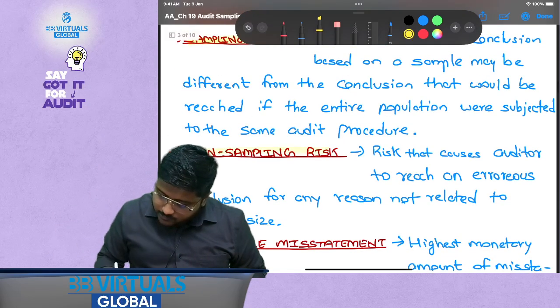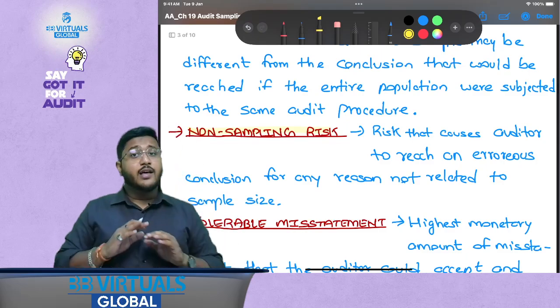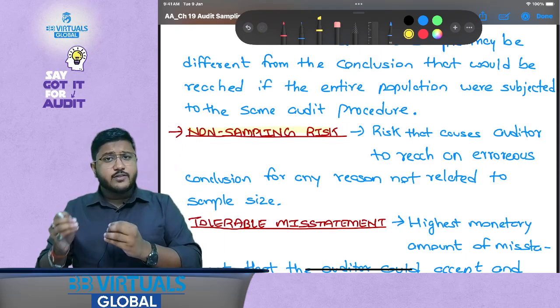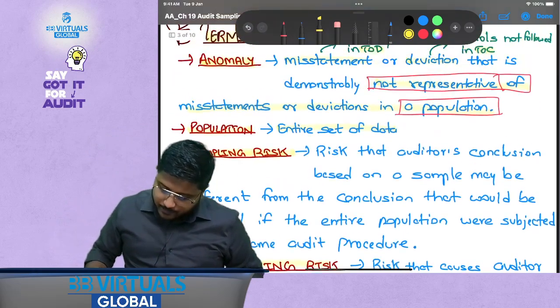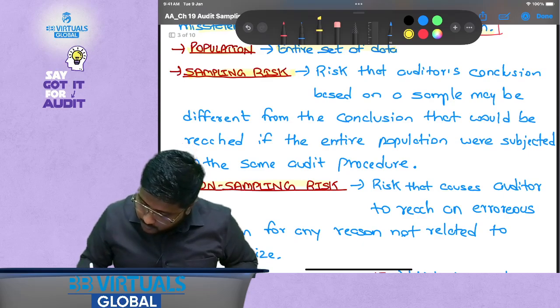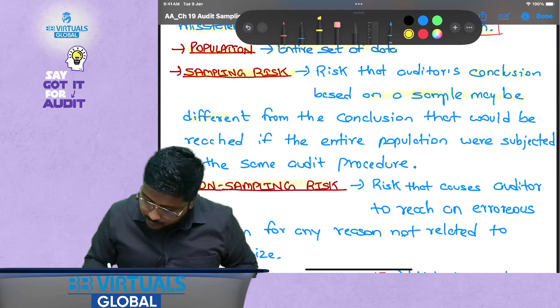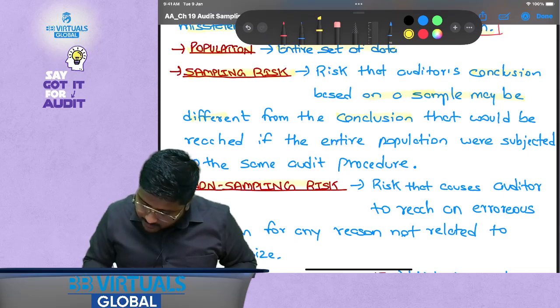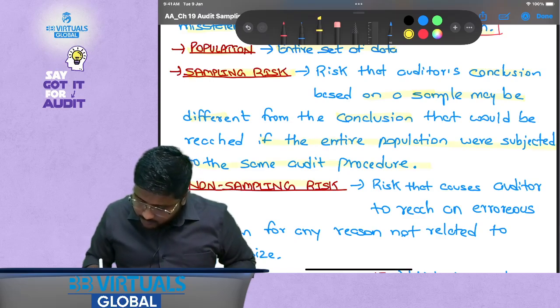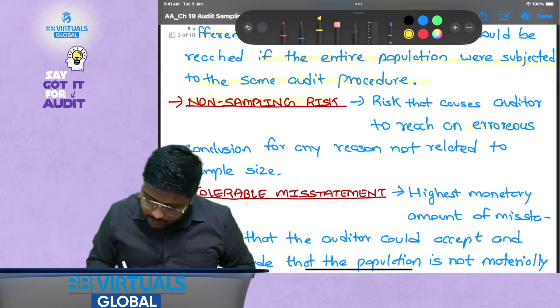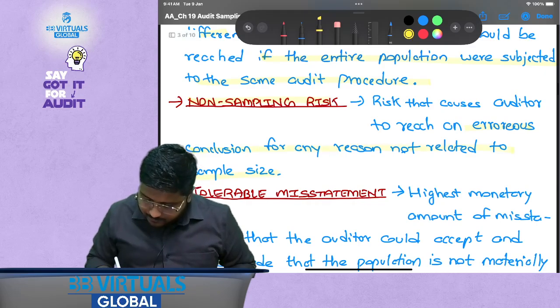What is non-sampling risk? Non-sampling risk is risk that is driven by any factor other than the size of samples. Now when I say sampling risk, the conclusion on the sample may be different from the conclusion that would be reached if the entire population was subjected to the same audit procedure. Non-sampling risk is an erroneous conclusion for any reason not related to the sample size.